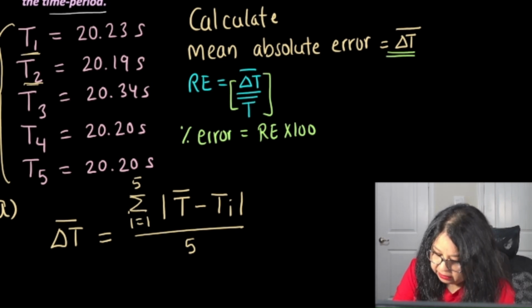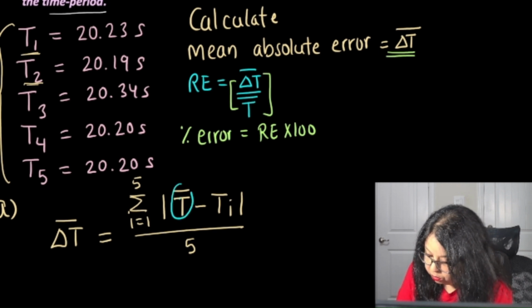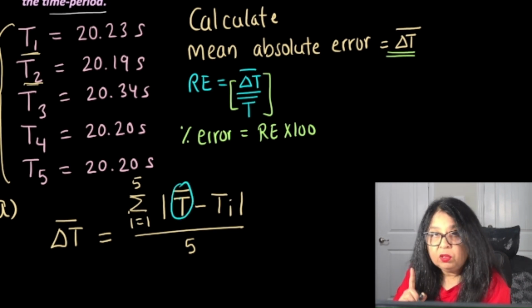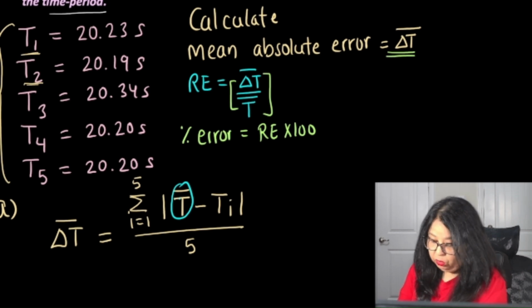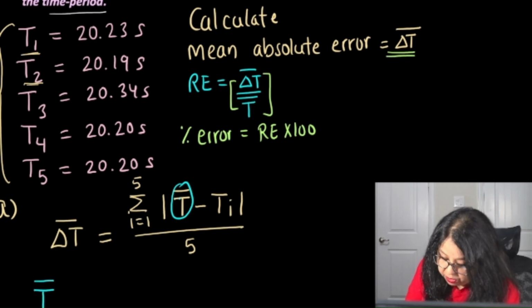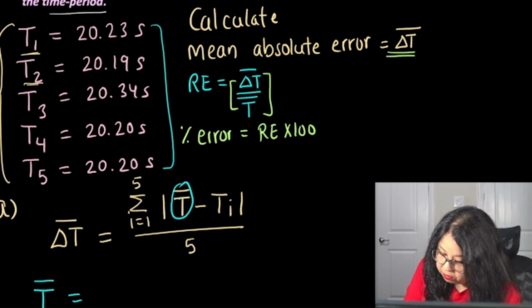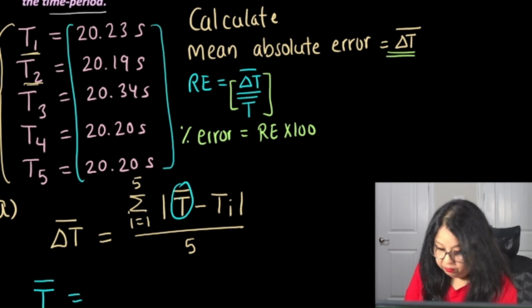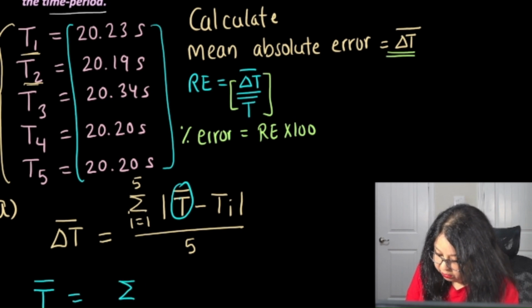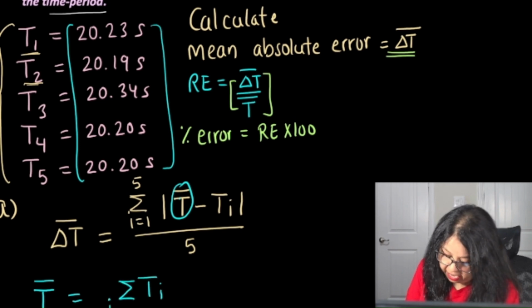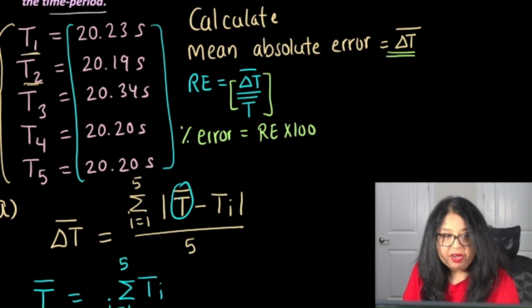So you see that to solve for mean absolute error, what do we need to know? T bar. So let's go ahead and solve for t bar. To solve for t bar, what do you need to do? You need to sum up all of these values of times. So this is going to be the sum of ti, where i goes from 1 to 5, divided by 5.